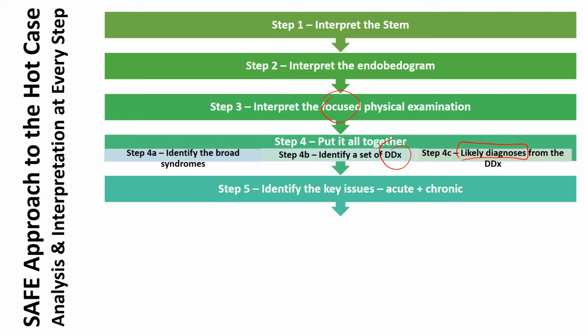Then step 5, identify the key issues in this patient. Now you have the syndromes, you have the organ dysfunctions, etc., but what are the issues? A patient who has a particular syndrome, so sepsis, septic syndrome, etc., you have to say, I think the issues for this patient are sepsis with multi-organ failure, something like that. And you also have chronic issues that you may have identified either from the stem or from the end of the bed examination, and put that also into the equation.